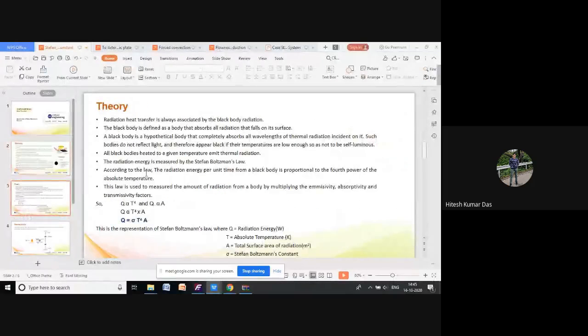Next, some theories related to it. Stefan Boltzmann's law, you can see here. Q equals sigma A T to the power 4, where T is the absolute temperature, A is the area in meter square, and sigma is the Stefan Boltzmann constant, which we are going to calculate in this case study, whose value is approximately 5.67 into 10 to the power minus 8 watt per meter square Kelvin 4. This E or Q is the emissive power of the black body.